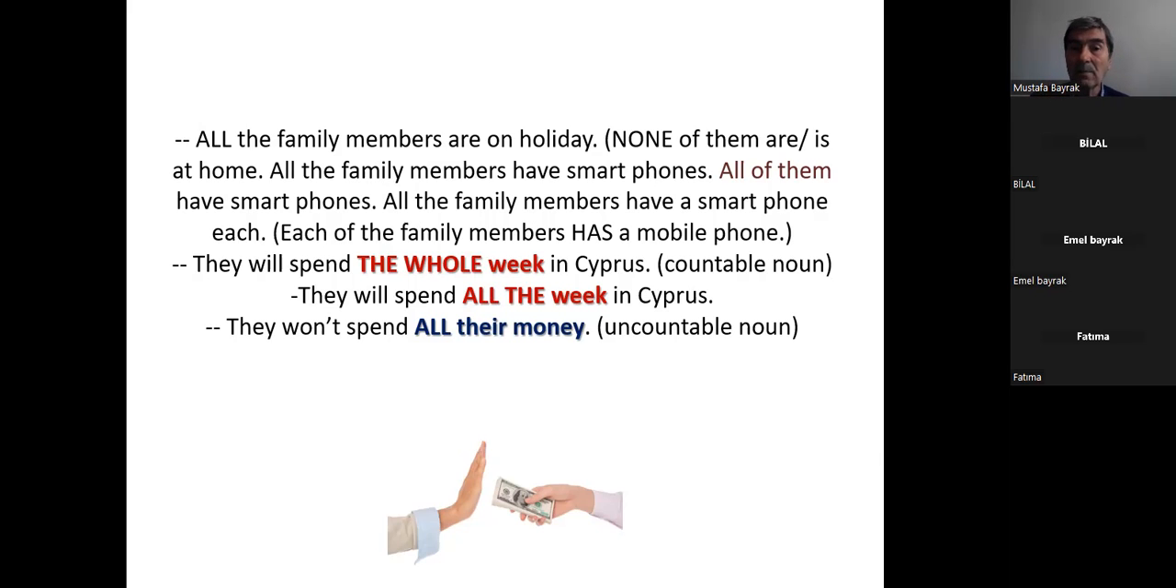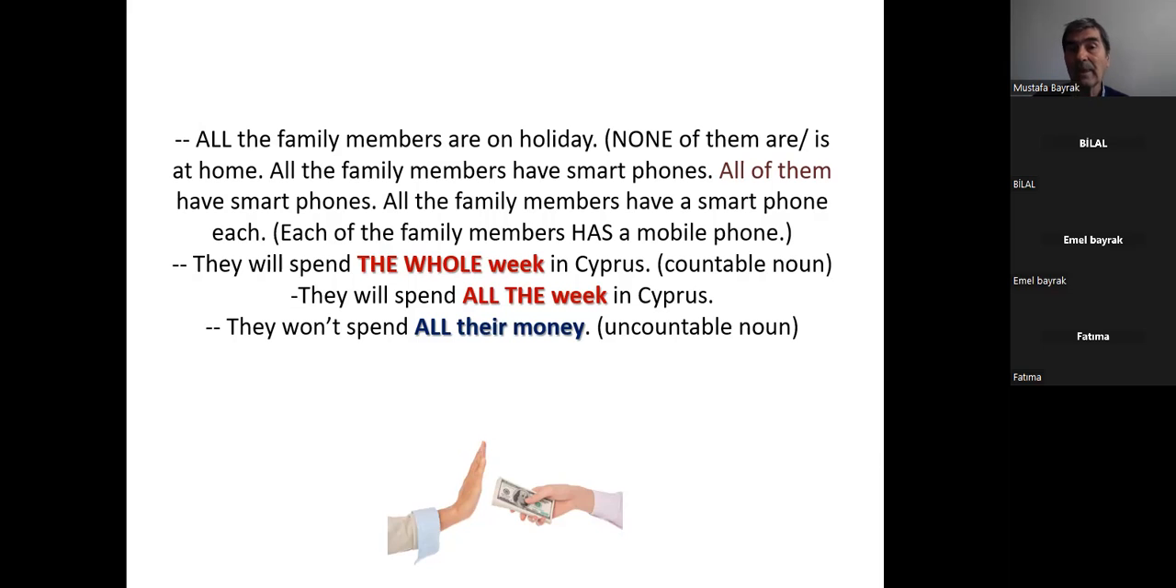But when it comes to uncountable nouns, for example, money, milk, we cannot use the all, okay? This is the point. This is the message of this page. They won't spend all their money is enough. We don't use the all here, but we use they spend all their money or all the money. All the money is possible. Okay. This is a detail, but an important detail.